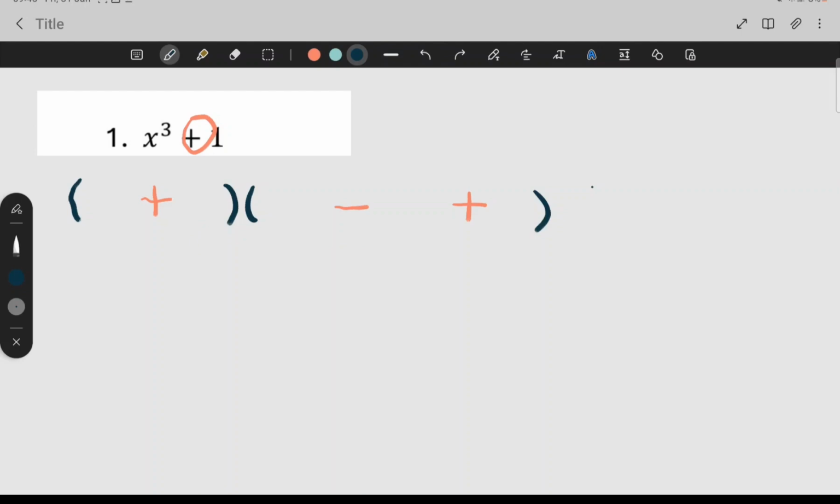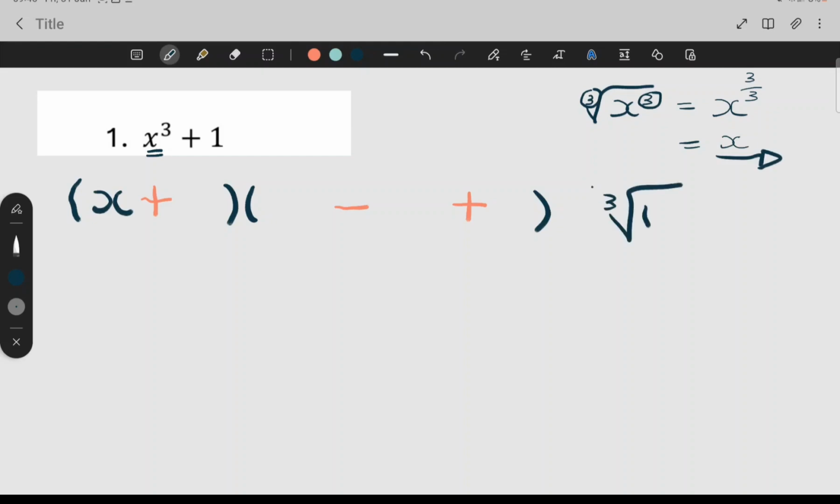So for your first term, you're going to take the cube root of that. So you say the inside power, which is this, over the outside power. 3 over 3 is 1. So I took the cube root of x cubed. Then I do the same for 1. What is the cube root of 1? It's 1. Now the more you do it, the quicker you become.